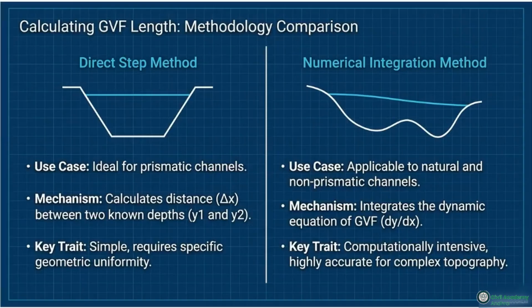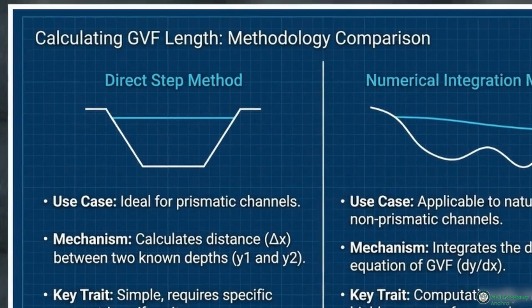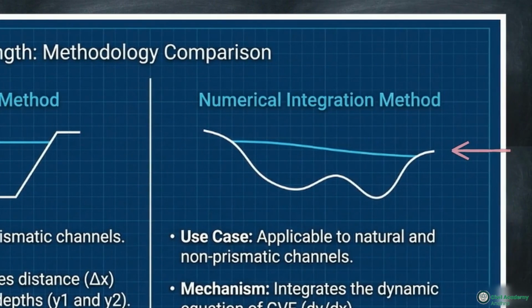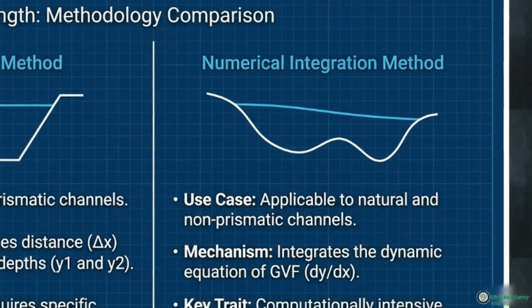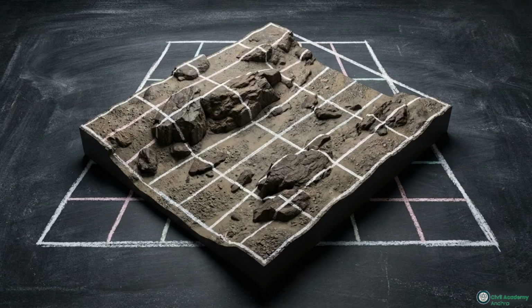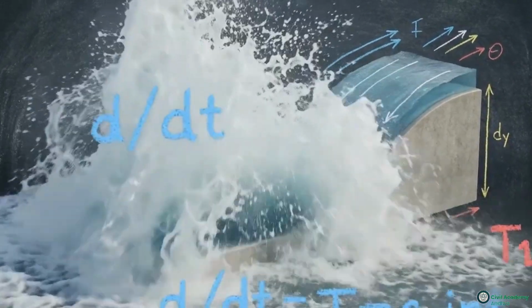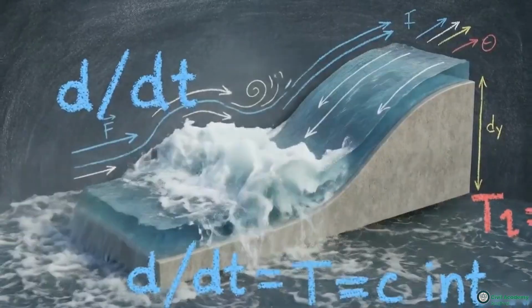The selection of a methodology depends on whether the channel boundaries are man-made or natural. The direct step method uses specific energy comparisons, but is only valid for prismatic, geometrically uniform channels. In natural rivers with uneven topography, engineers must use the numerical integration method, which integrates the dynamic equation of GVF despite the high computational cost. Applying a prismatic calculation method to a natural riverbed results in significant errors when identifying flood zones. Rapid spatial disruption occurs when the fast-moving flow abruptly shifts from supercritical to subcritical, forming a massive hydraulic jump.